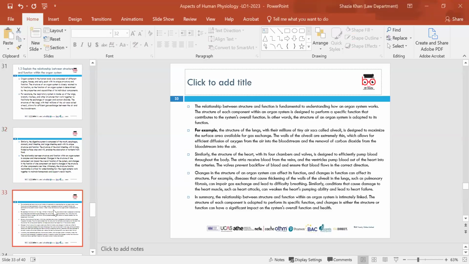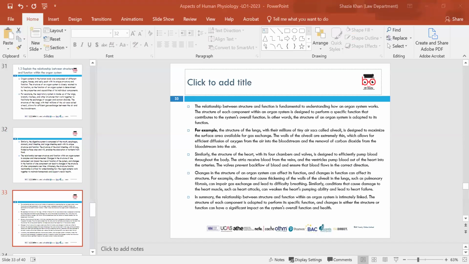The next slide is on how the relationship between structure and function is fundamental. The structure of each component within an organ system is designed to perform a specific role. For example, the structure of the lungs, with millions of tiny airways, has to work together to perform a function. And it depends on the integrated activity.